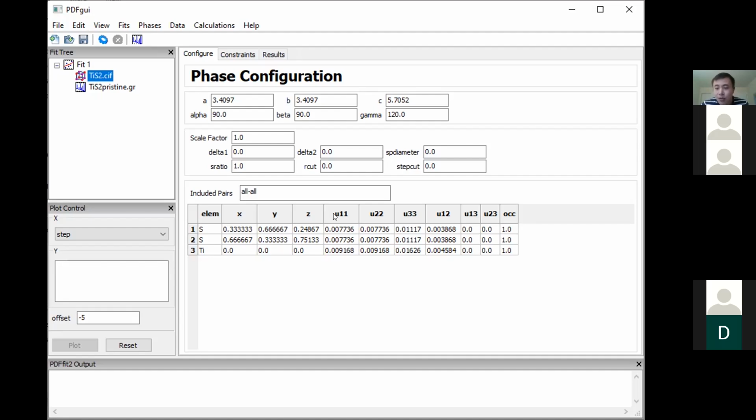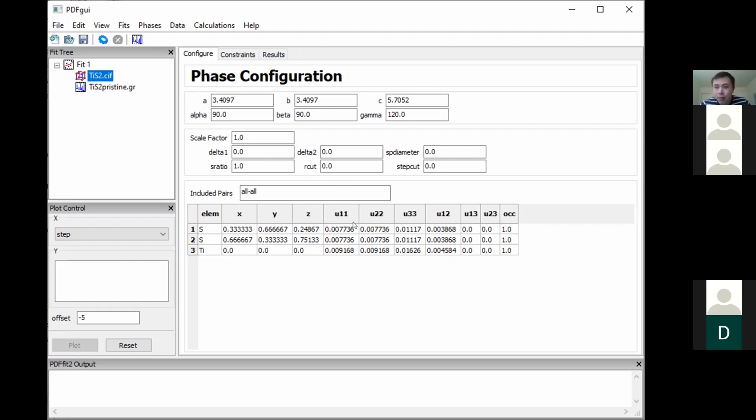And this is something I mentioned before, UISO. UISO means isotropic atomic displacement parameter. So this is basically anisotropic. That's why you see this U11, U22, U33, U12, U13, U23. This is basically a tensor. It's not just a vector. It's a 3x3 matrix tensor.